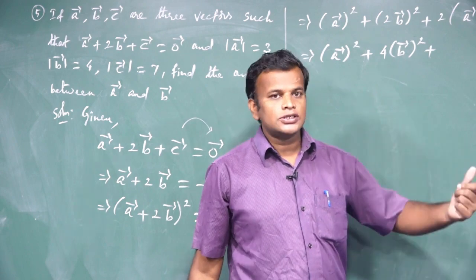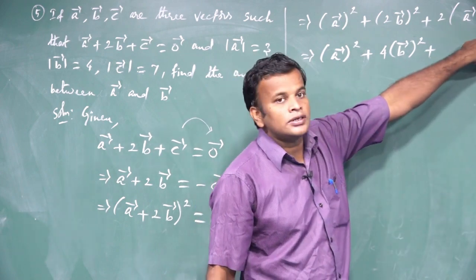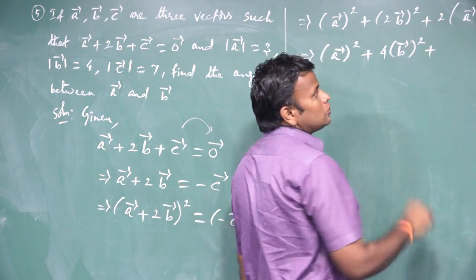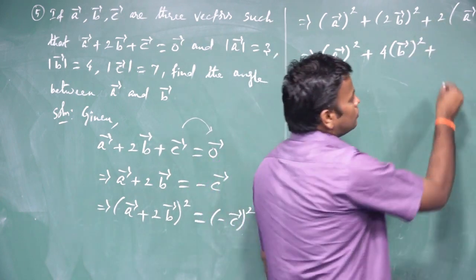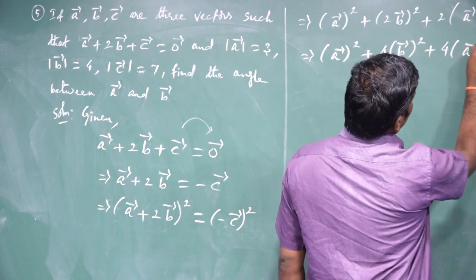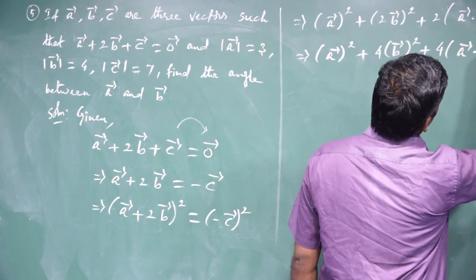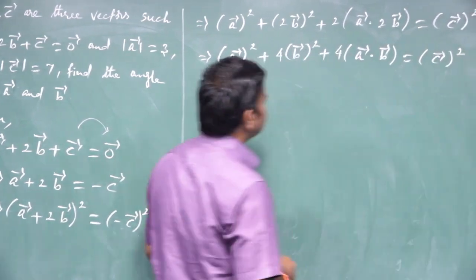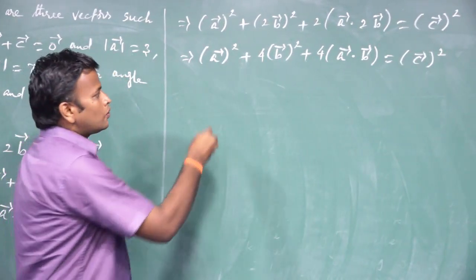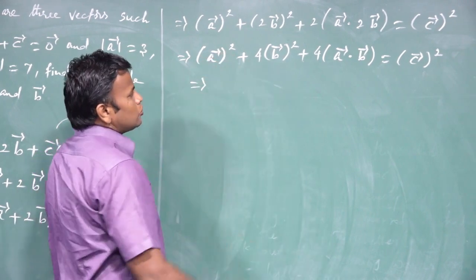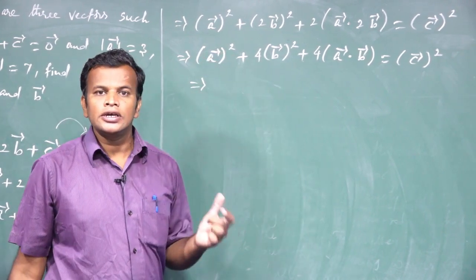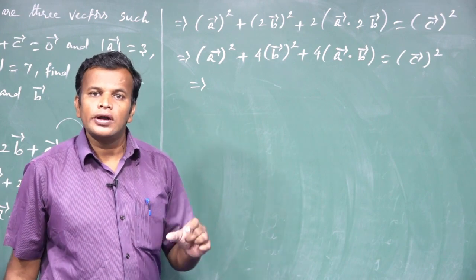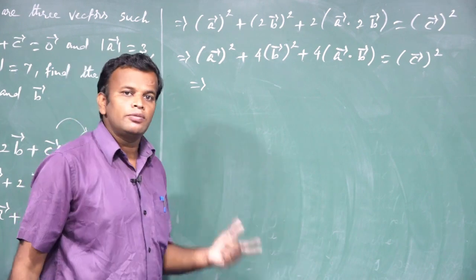A scalar means a constant. So this constant comes outside. Already one 2 is there, 2 2s are 4. So 4 of A vector dot B vector is equal to C vector square. We already know that when a vector has a square, we write it as A vector square or A square or modulus A vector square. We can write it in any manner.